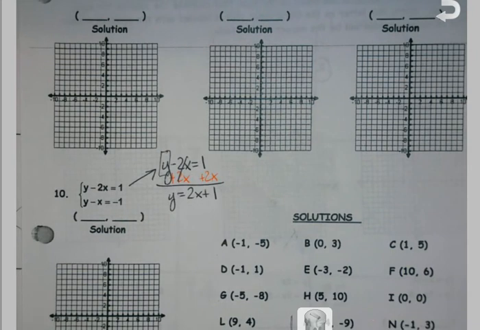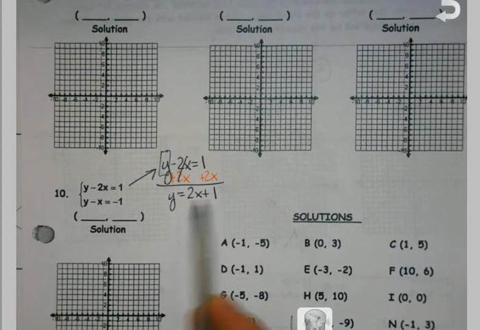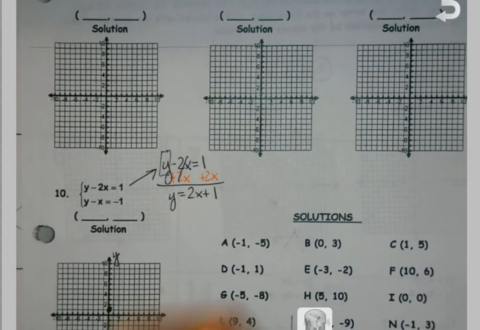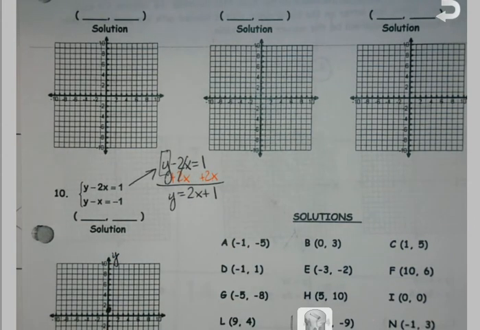Okay, because I always want my x first. So this is my first line. What's my y-intercept in this first line? 1. Big dot on the y-axis where y is 1.